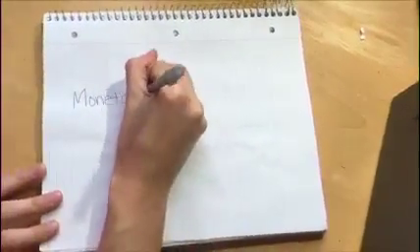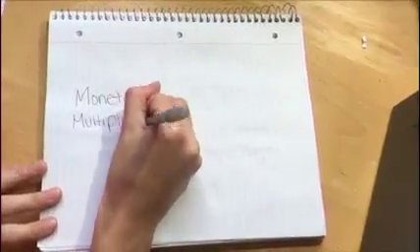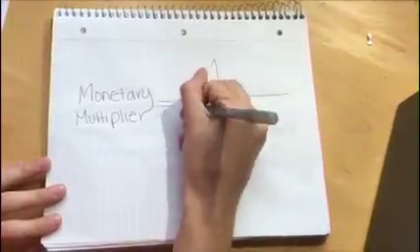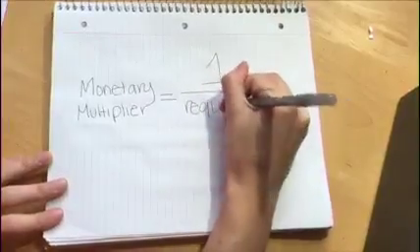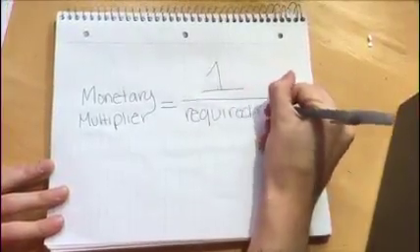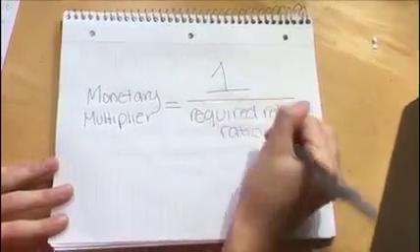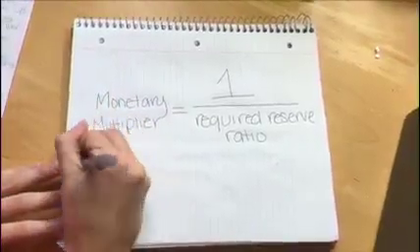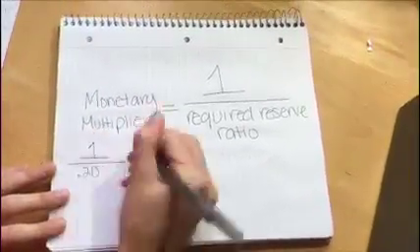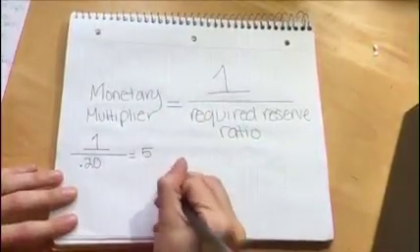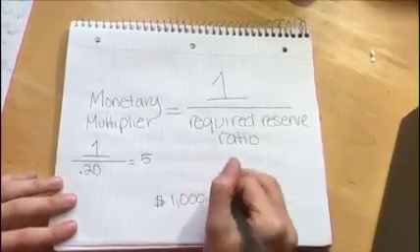Now, in order to figure out the maximum amount of money that can be created by a single dollar, you take the number 1 over the required reserve ratio. So in this case, banks are required to keep 20% of deposits in their reserves. This is the required reserve ratio. So you take 1 over 0.2, which represents 20%. Once you complete this equation, you get the number 5. Now, you need to multiply 1,000 times that number that you got. And in this case, your answer will be $5,000.